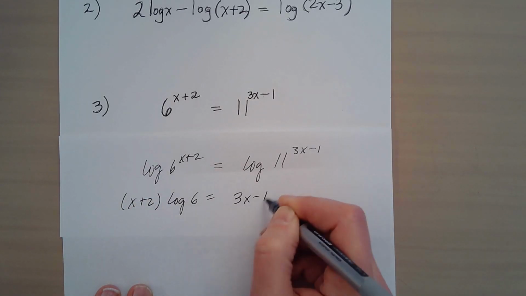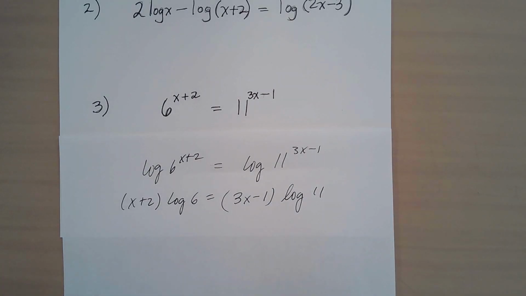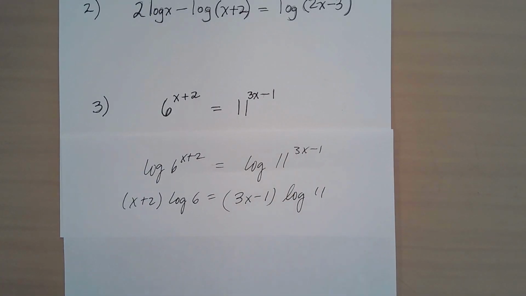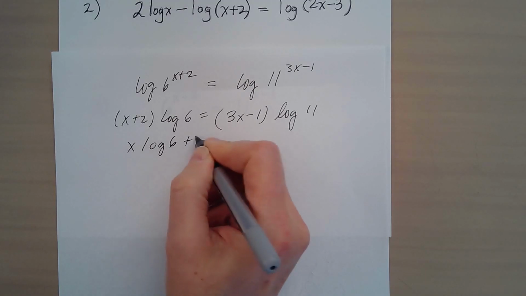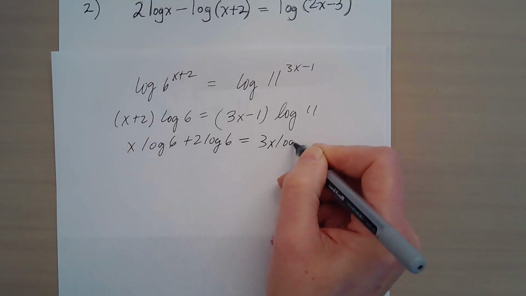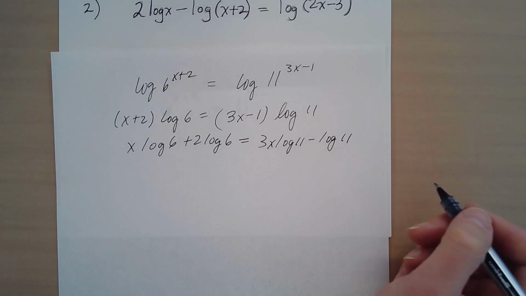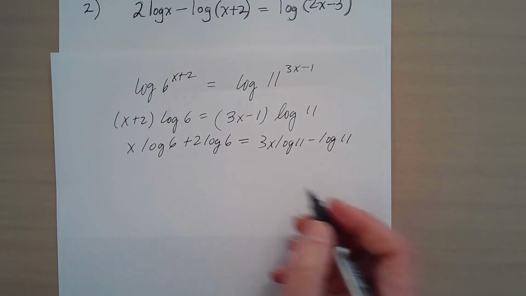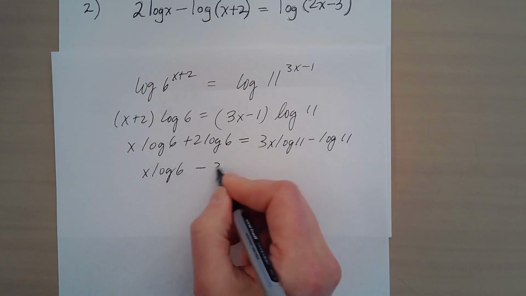These are the long ones, right? The ones that have x's on both sides. There's really no short way to do it. I have to multiply through, then group my x's. So I multiply through to get rid of the brackets, right? 3x log 11 minus log 11. And do the same thing you've done with other equations, just simple linear equations. Anything with an x goes to one side. So I'll bring this term over.